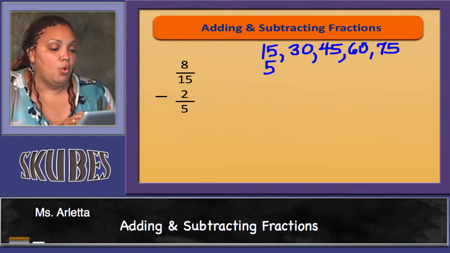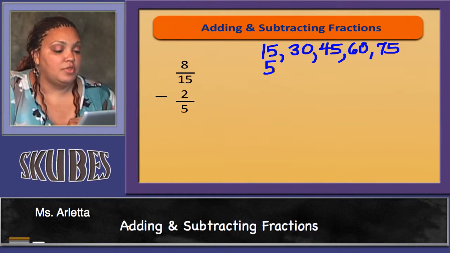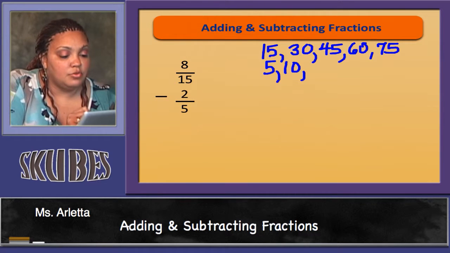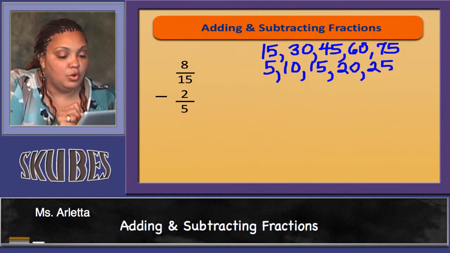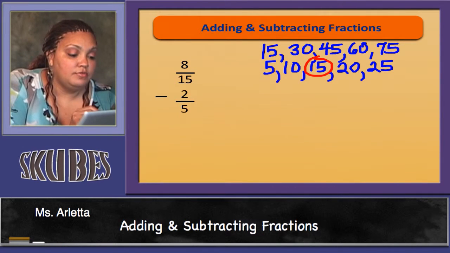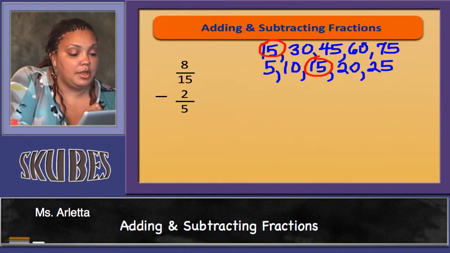I usually work with about 5 multiples, and that helps me a lot of times to get the least common multiple. 5 times 1 is 5, 5 times 2 is 10, 5 times 3 is 15, 5 times 4 is 20, and 5 times 5 is 25. When you look at all of your numbers, what do you have in common? Looks like you have 15 in common, so 15 would be your least common denominator.